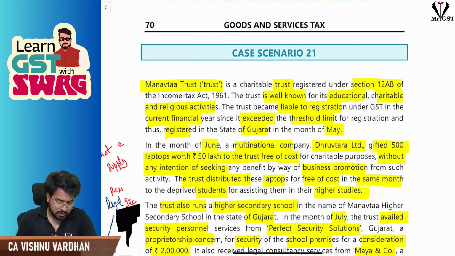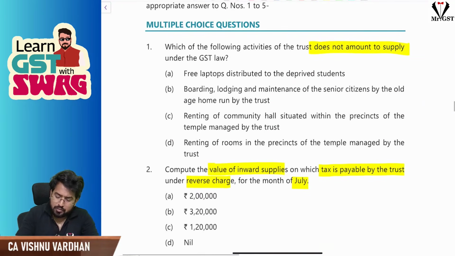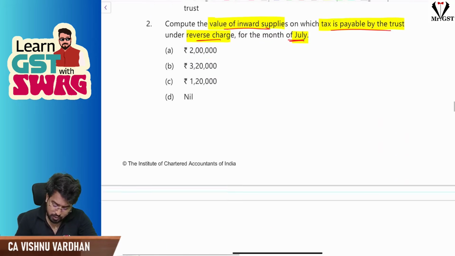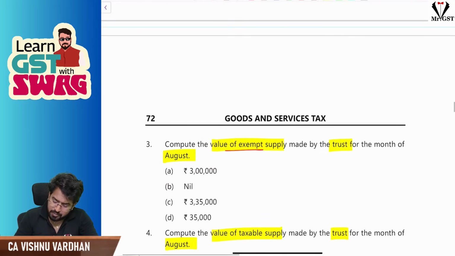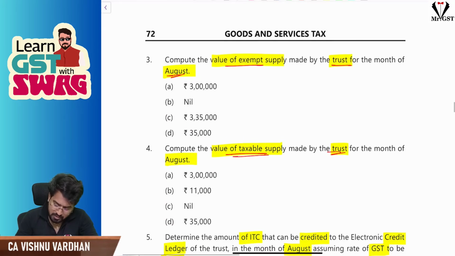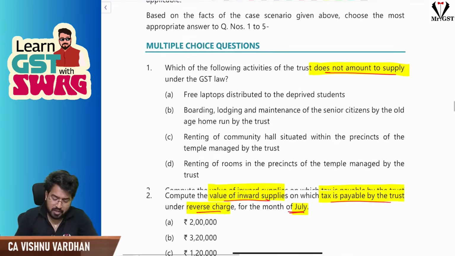So coming to the next case scenario. The questions, if you see, they're asking: the trust is providing certain activities, out of that which doesn't amount to supply is the first question. Next, value of inward supplies on which RCM will come into picture, for July month. Value of exempt supplies for August month. Value of taxable supplies for August month. ITC available for August month, assuming GST rate is 18%. Okay. Coming to the question.